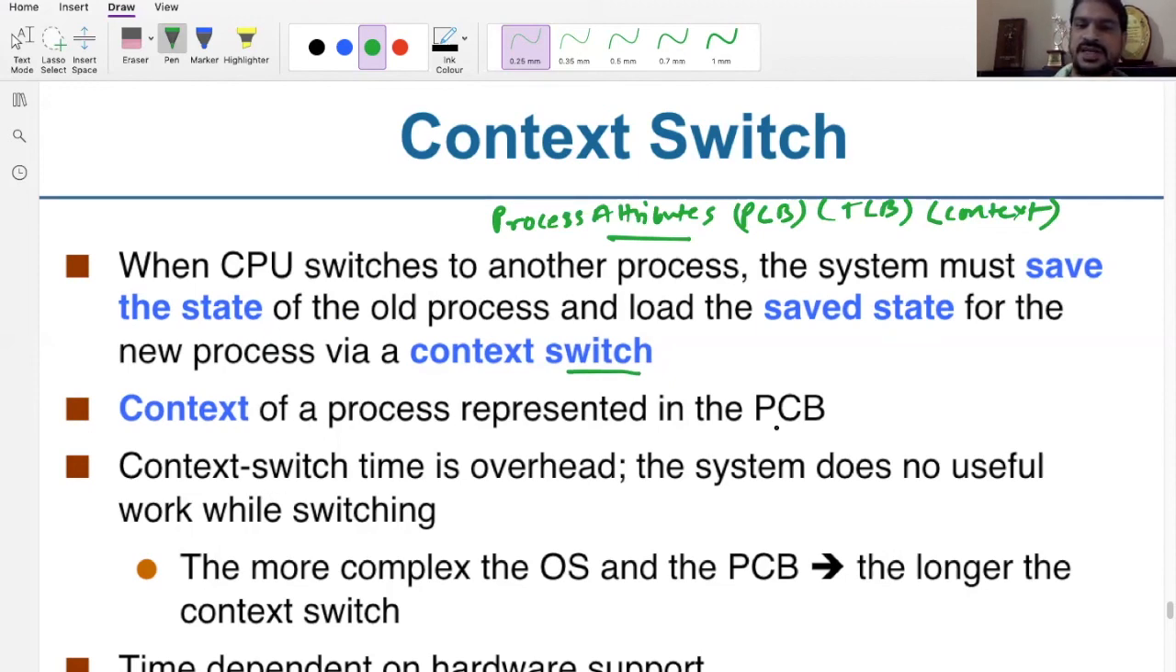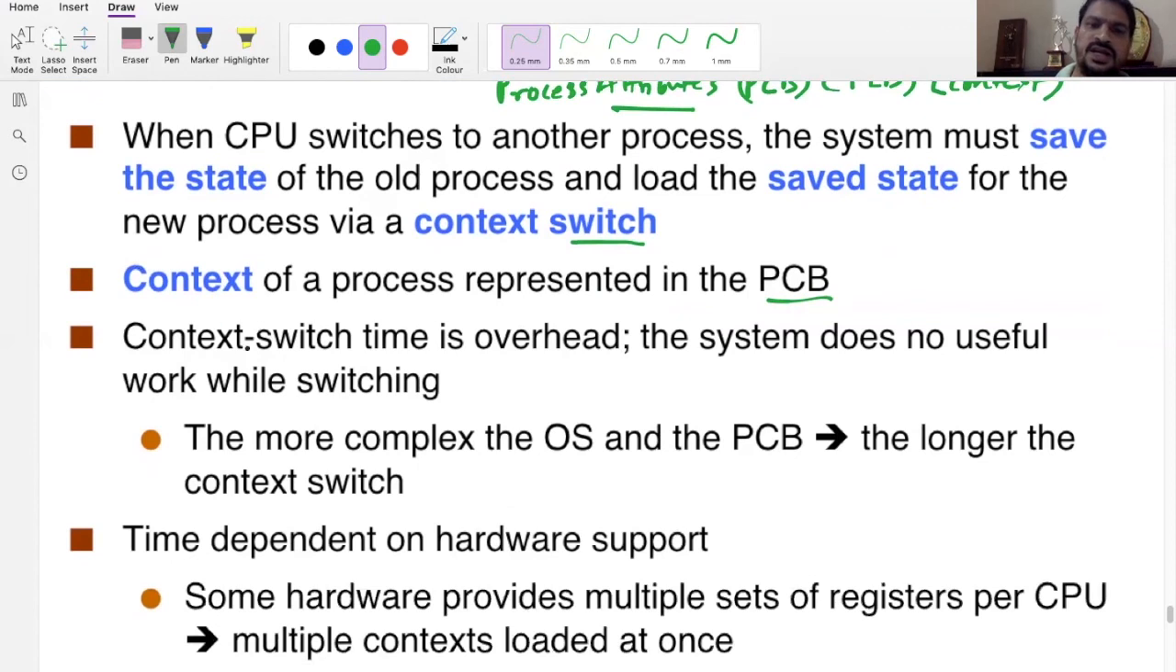The context of a process is represented in the PCB, process control block, we have seen, right? So the context switching time is an overhead, which means at that particular time the CPU is not doing any useful work. No useful work will be done by the CPU at the time of context switching. The more complex the operating system and the PCB, the longer the context switching. So in newer operating systems the process control block size has to be reduced and the operating system program has to be less complex. If we do that, the context switching will not take a longer time.